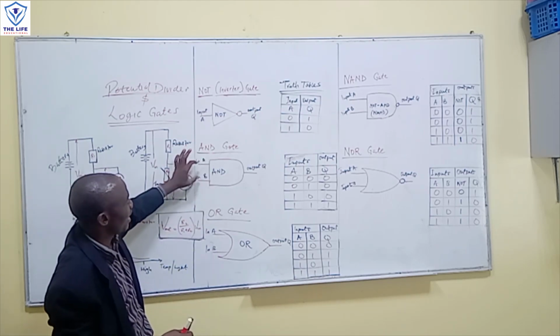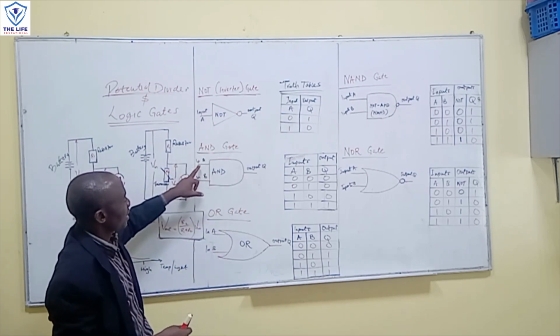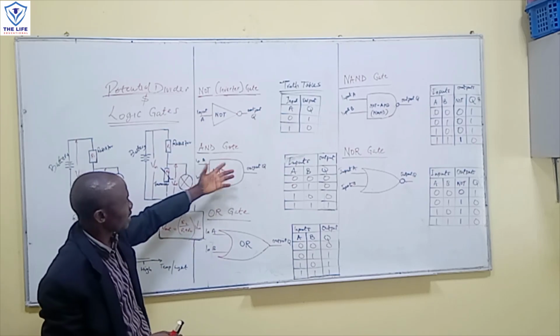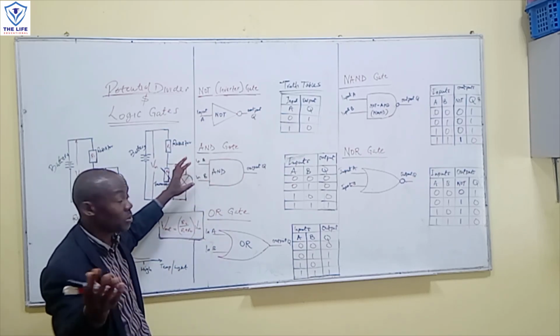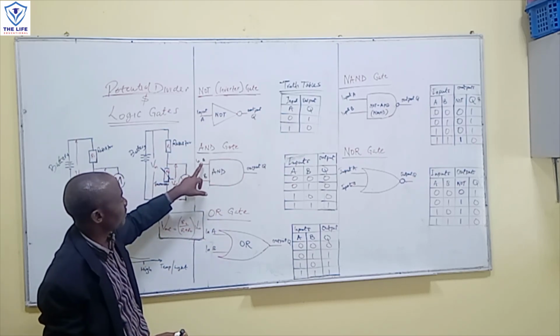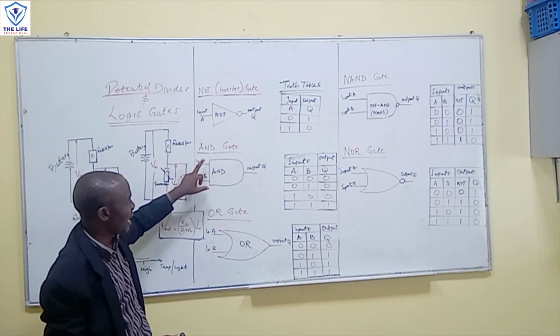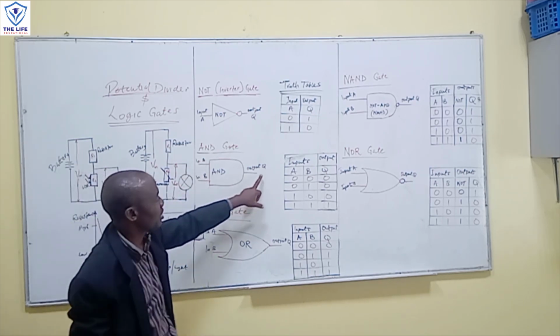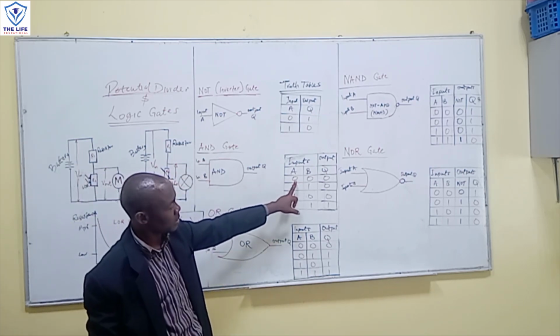For my AND gate, we have 2 inputs and 1 output. You can see the symbol; just observe the symbol and ensure you are able to recall it. We have 2 inputs, A and B, and the output. The logic gate, please look closely.